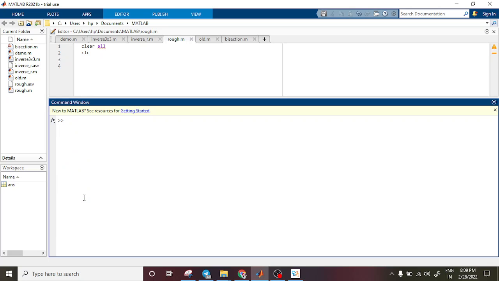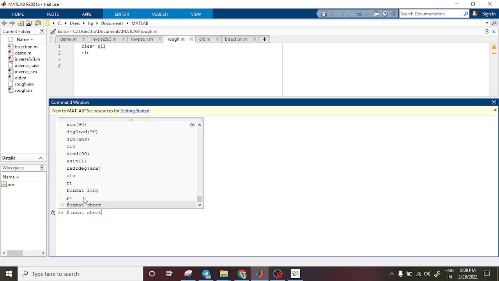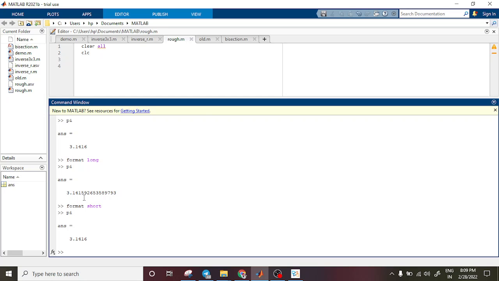Now clc again. Now some more functions. For example, if I write pi, I get this answer. If I write format long and then pi, you will see a longer answer. If I write format short and then pi, you can see that you get a shorter answer.